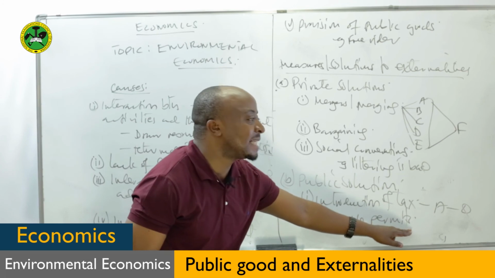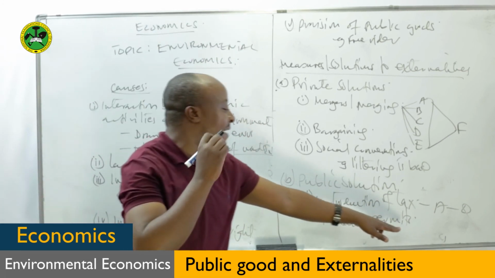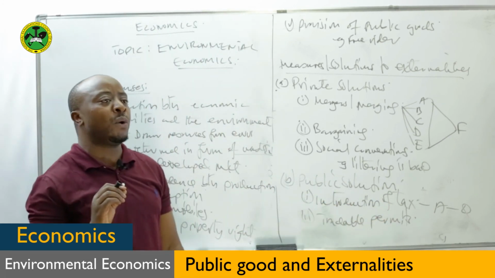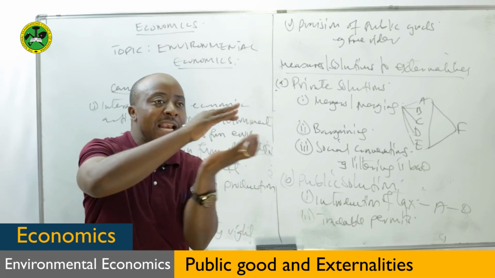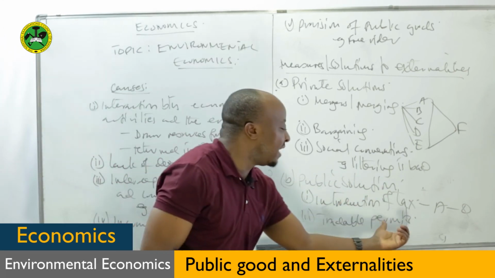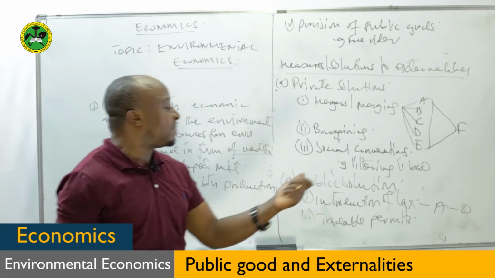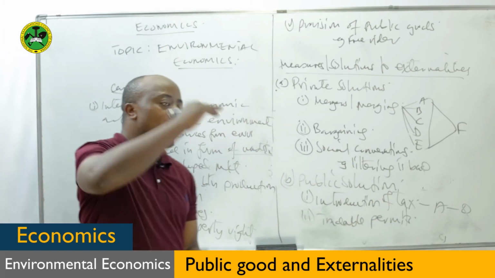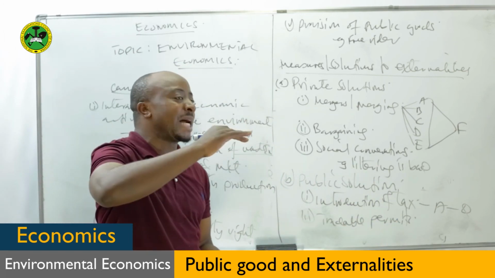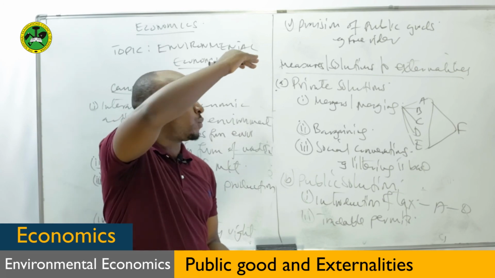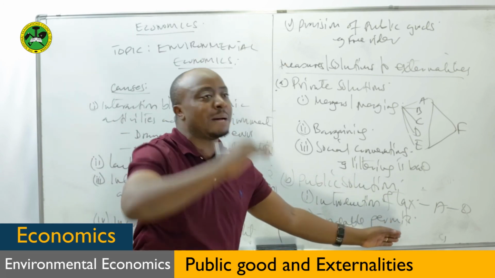A permit is allowing a firm to pollute or to produce externality to a certain level. That means if the government gives you a certain permit as a firm, that permit is allowing you to produce pollution or pollutants to a certain level. That means you cannot produce above a certain limit.